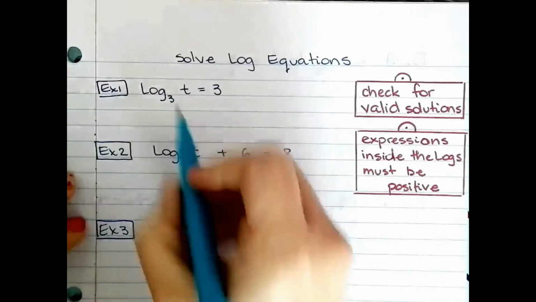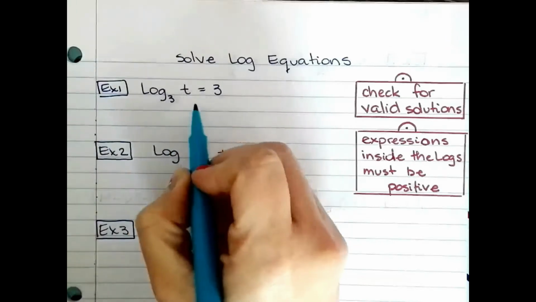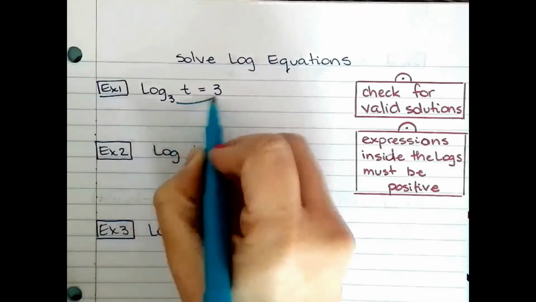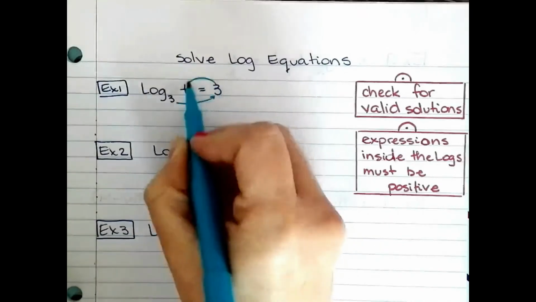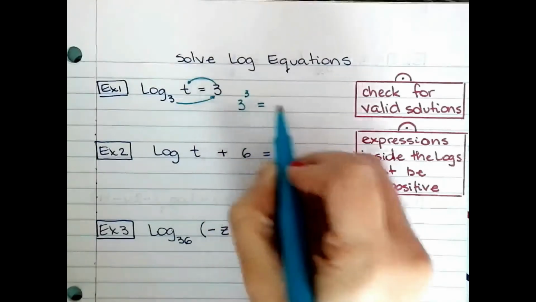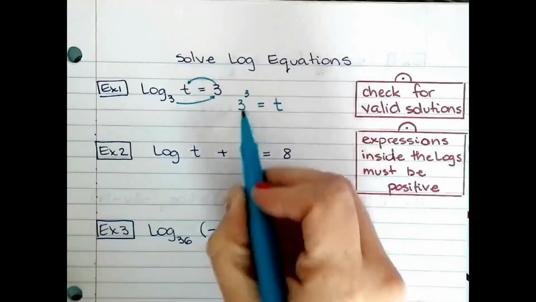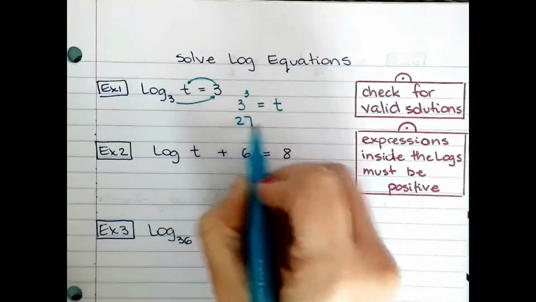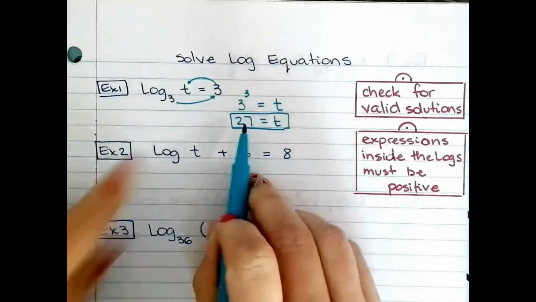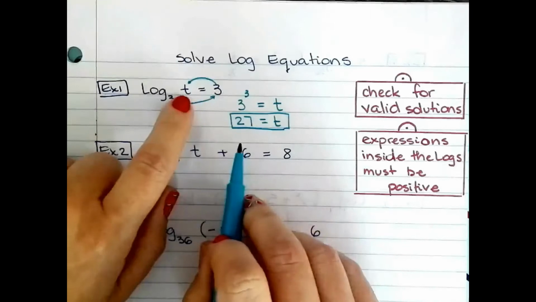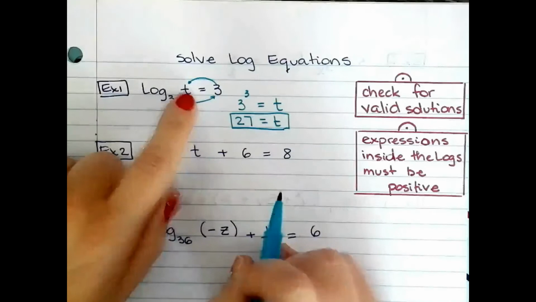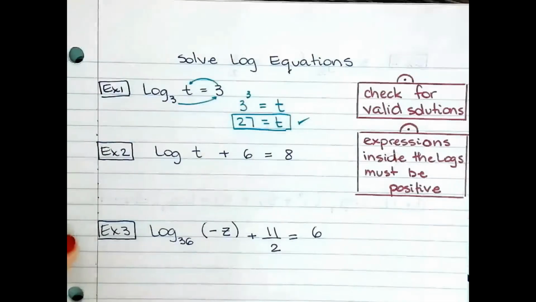Okay, we will start by rewriting this in exponential form. So the base is always the base, raised to the power of 3 equals the argument. So 3 to the power of 3 equals the argument. So 3 cubed, 27. That is t. And clearly, if you plug 27 in for t, that gives you a positive expression right there. Therefore, this is a good solution.